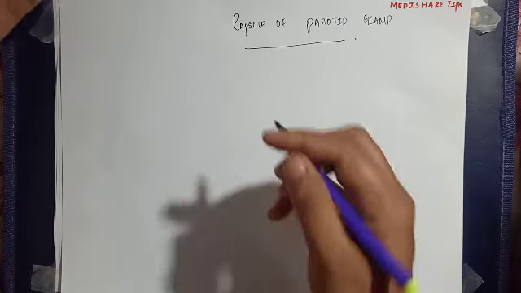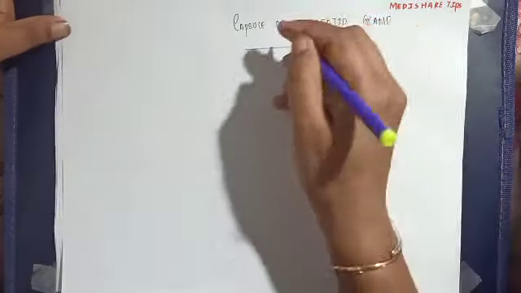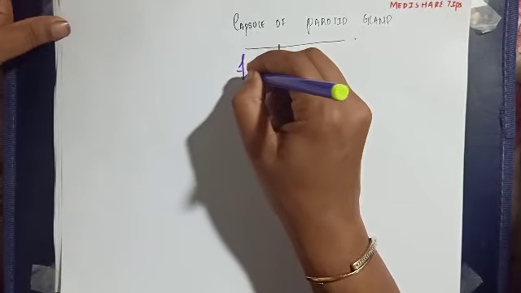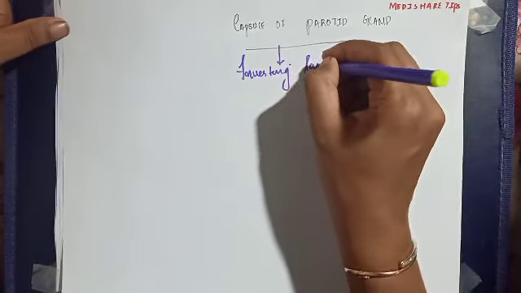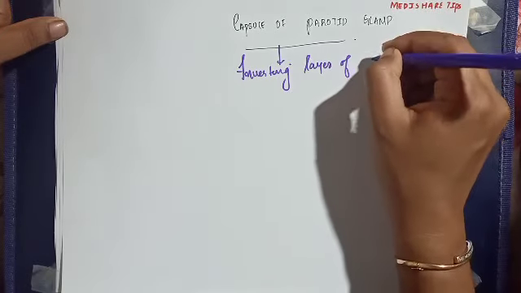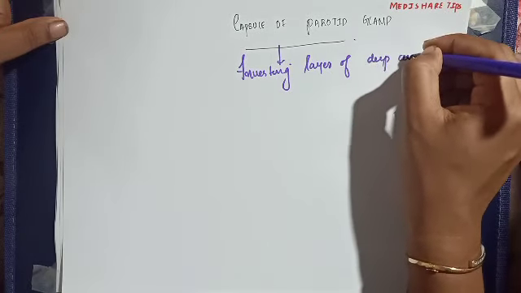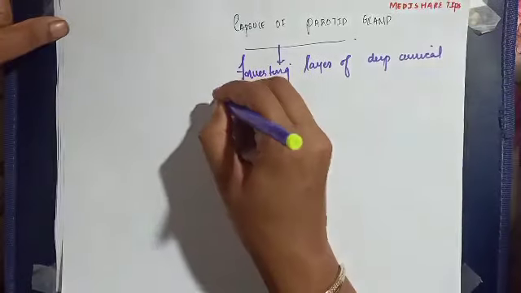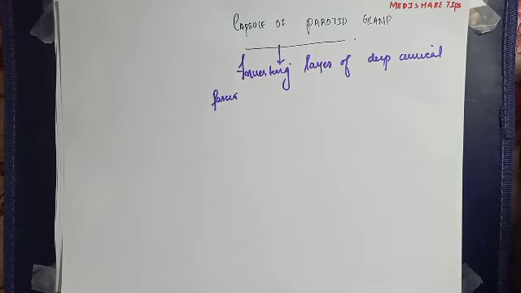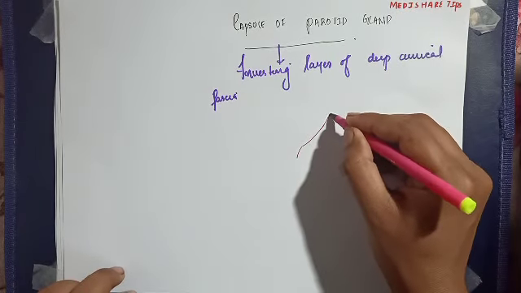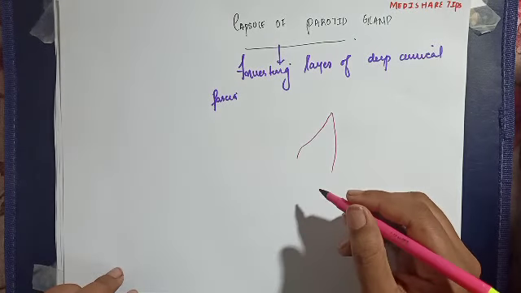Which structure is forming the capsule of the parotid gland? We should know that the investing layer of deep cervical fascia is forming the capsule of the parotid gland. So, it is formed by the investing layer of deep cervical fascia. How is it forming the capsule of this parotid gland? I will draw the parotid gland here.